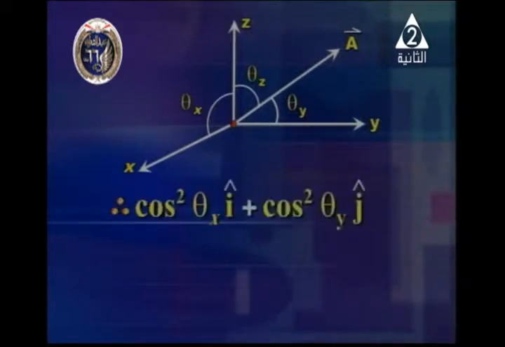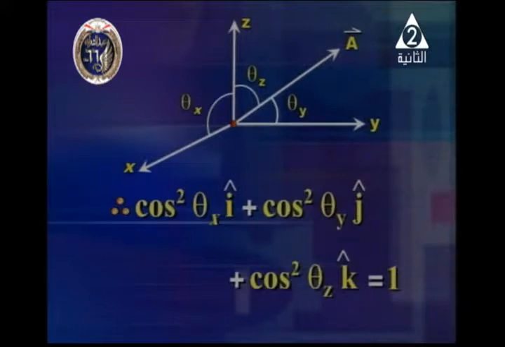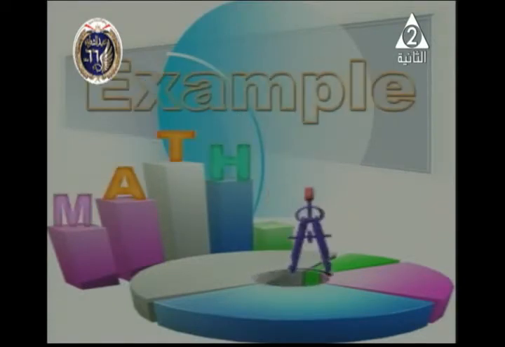Cosine squared theta x plus cosine squared theta y plus cosine squared theta z equals 1. This rule is very important. Why? Because for a unit vector, the square root of the first squared plus the second squared plus the third squared equals 1. This is a unit vector. Now we move to an example.